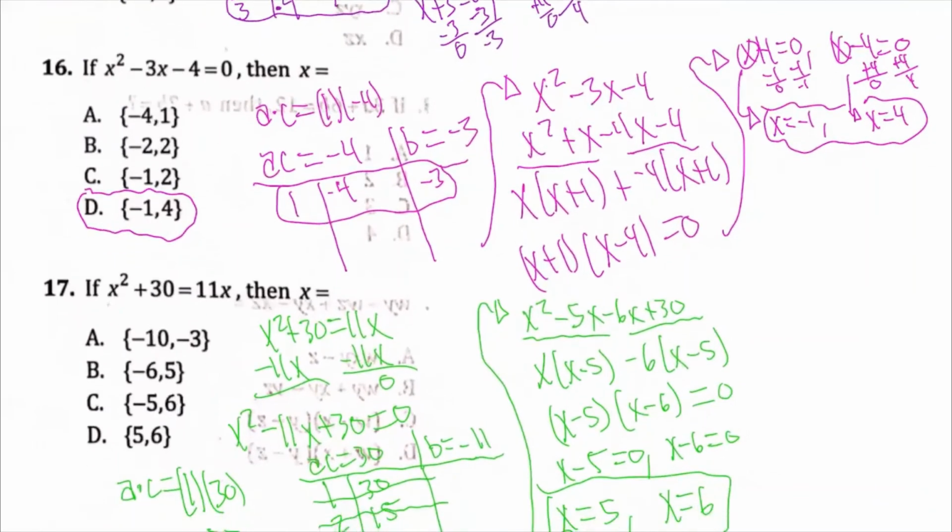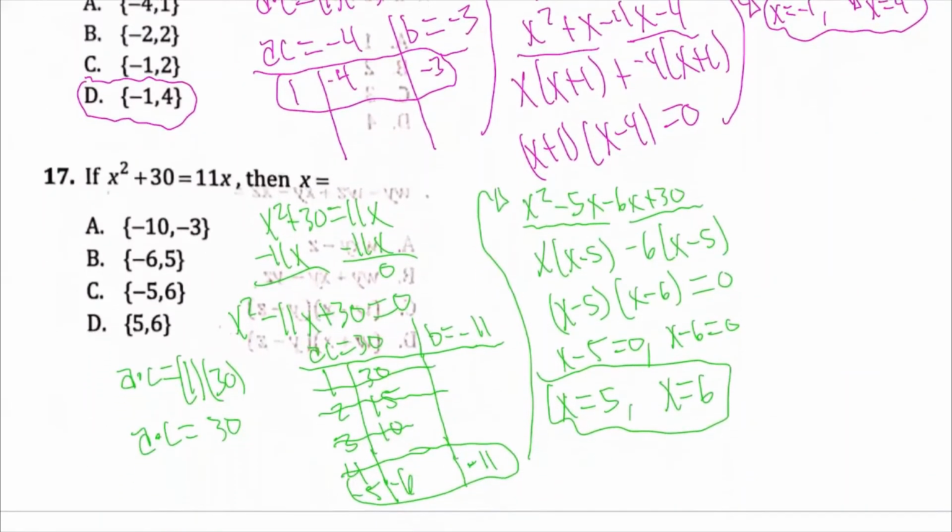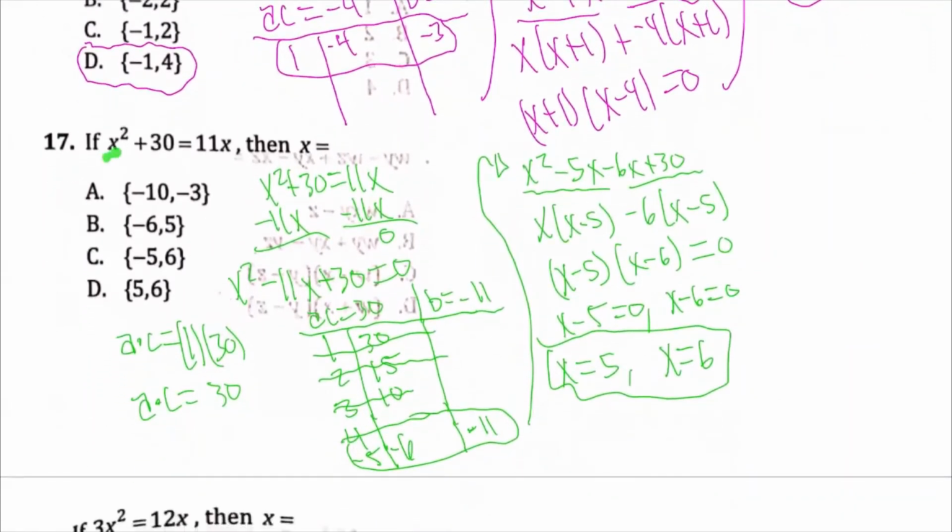All right. Now the next one, 17. So again, x squared plus 30 equals 11x. Now we have to get it in the ax squared plus bx plus c format. So we have to move this 11x, right? So we subtract it from both sides. It can't be subtracted or added to anything because it's just 1x. So it just gets moved down, squeezed in the middle. x squared minus 11x plus 30 equals 0.